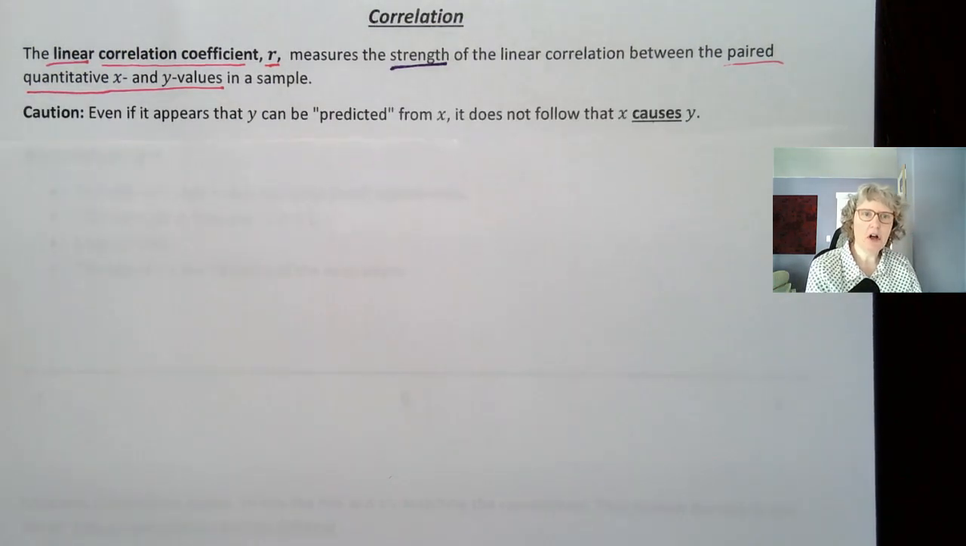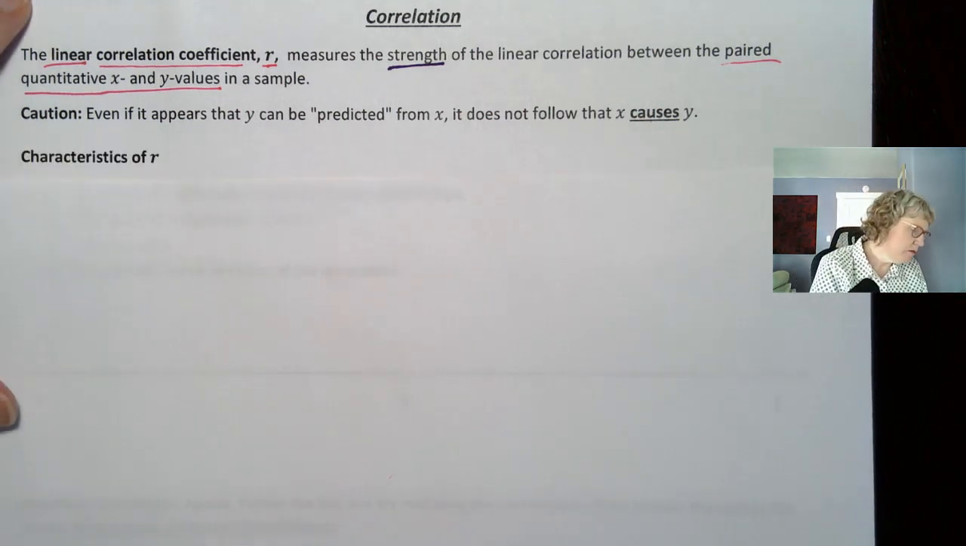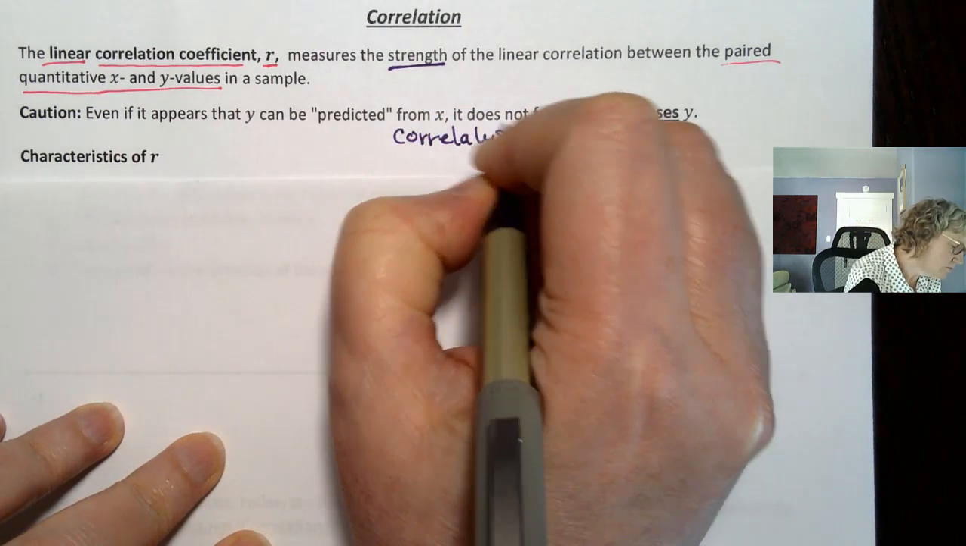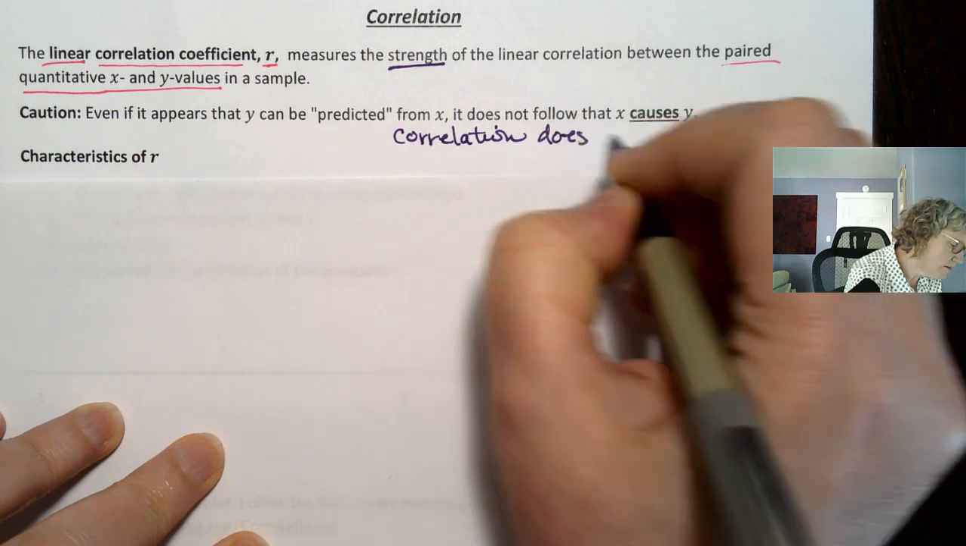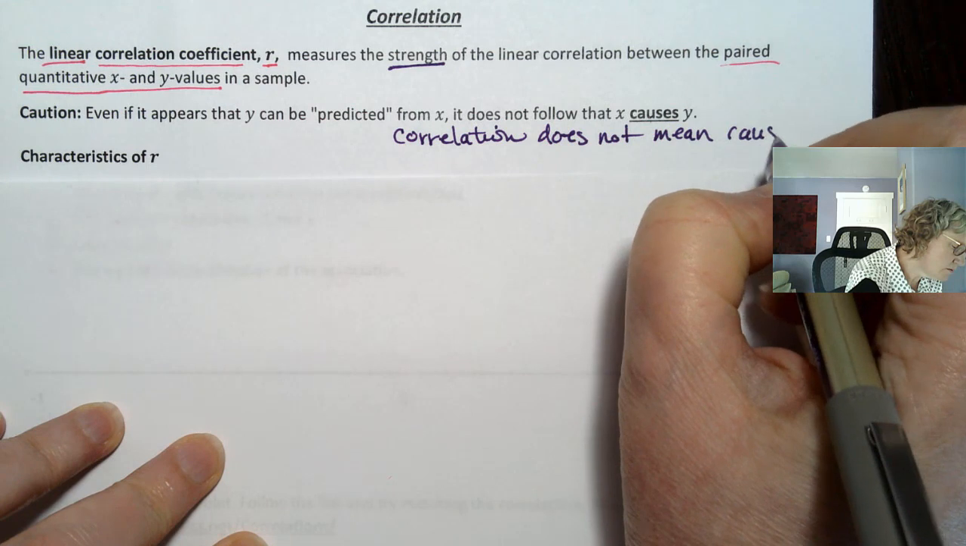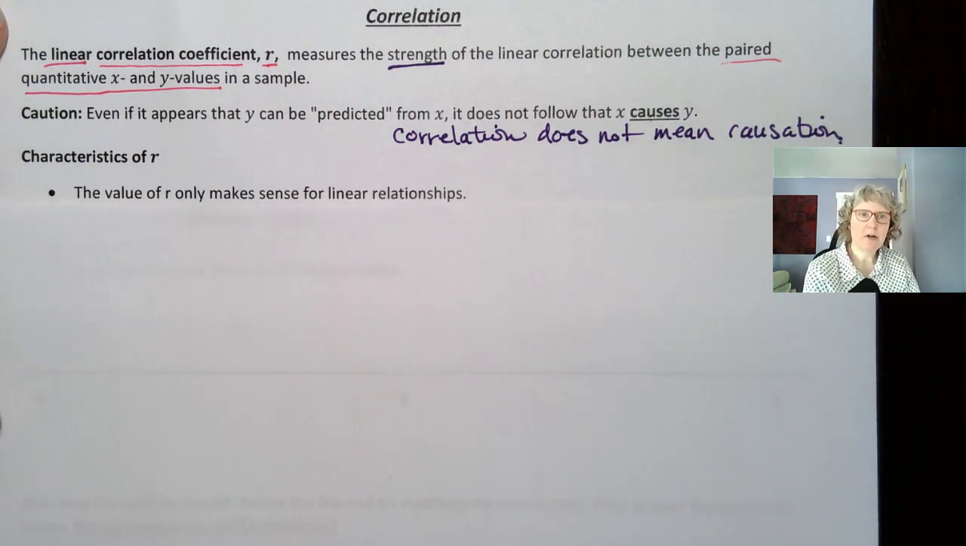First of all, a caution. Even if there's a really strong correlation, that doesn't mean there's a causation. So even if it appears that y can be predicted from x, it does not follow that x causes y. You may have also heard the phrase correlation does not mean causation. We'll be talking more about that.